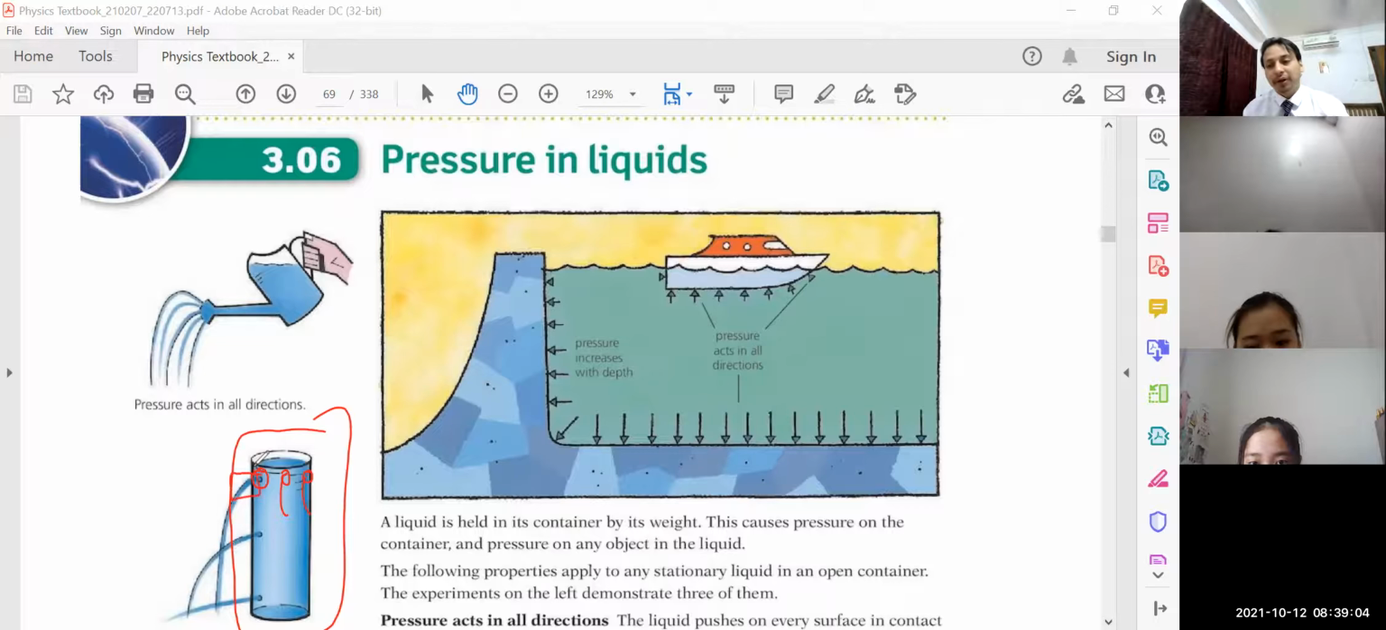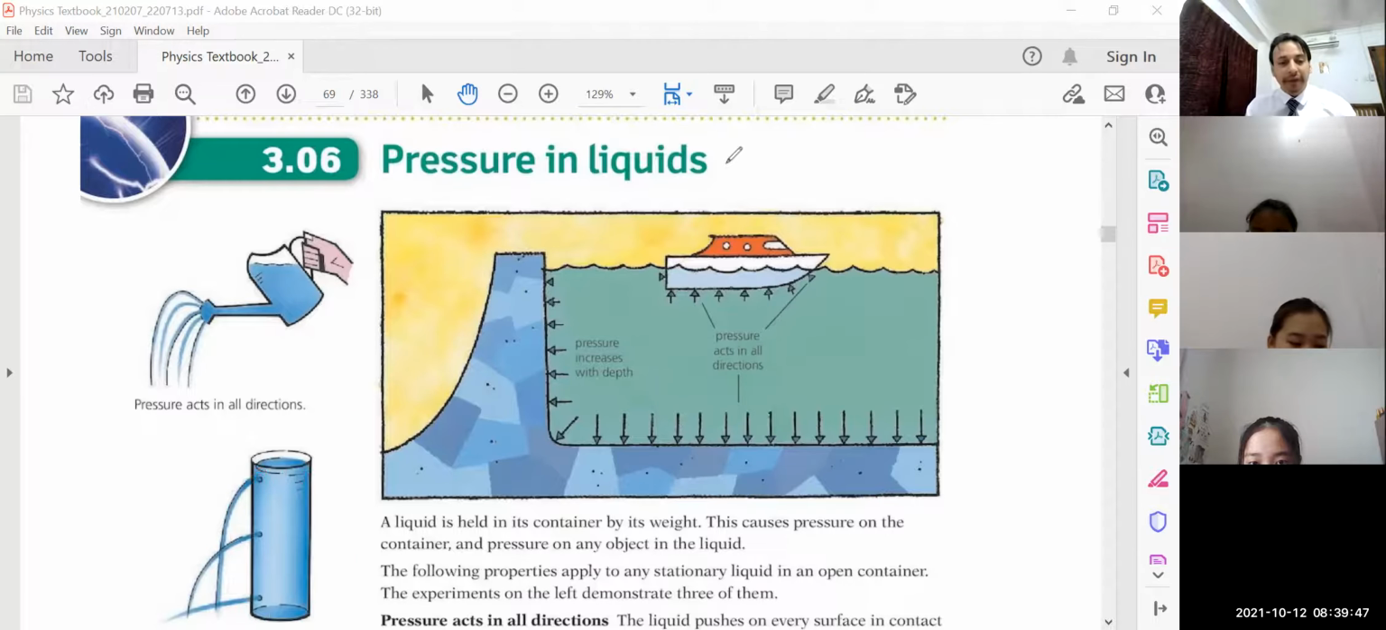One of the examples you can see here, children. If you make holes at the same height around the circumference of the cylinder, the water will come out from all the sides with the same speed and the same range. Means water will fall at the same distance, children, from holes placed at the same height but at different positions. But look at the second hole.